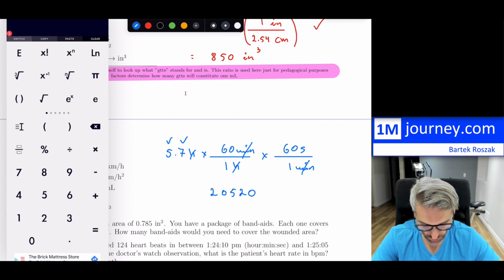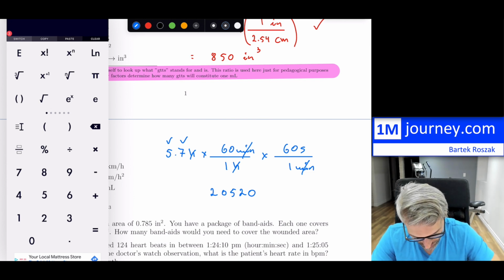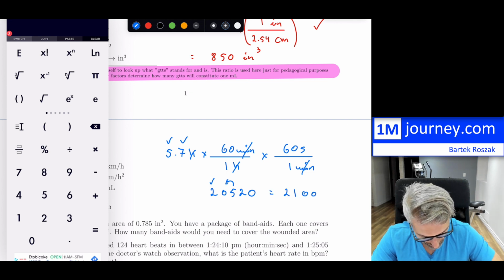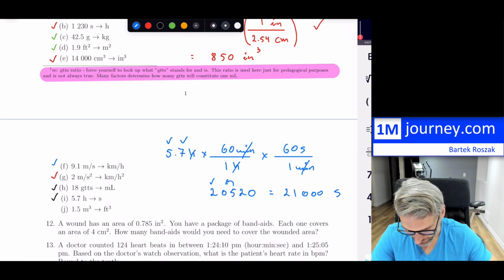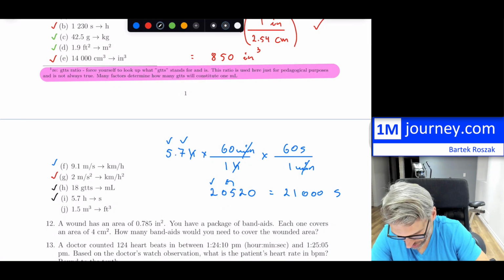Now to write this to two significant figures, this is one significant figure, then I would round this over, so this would have been 21000. All right, and that is now how many seconds? Okay, approximately. So there you have it. And now the last one, thank goodness.